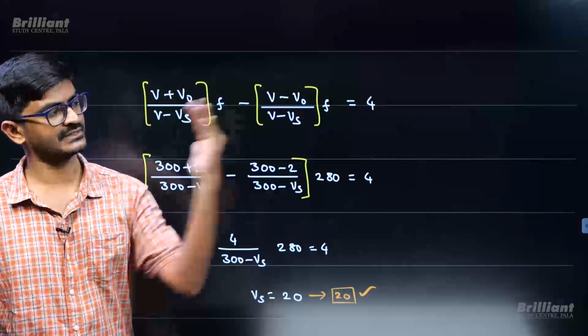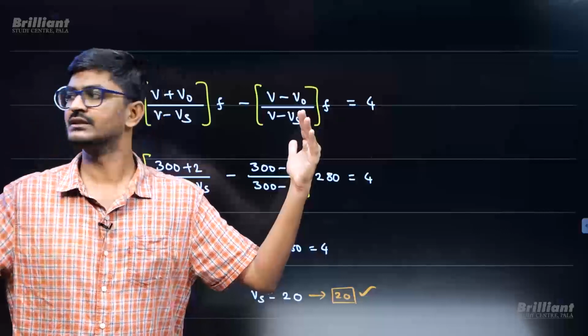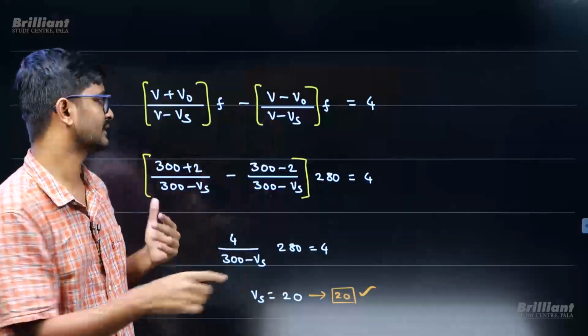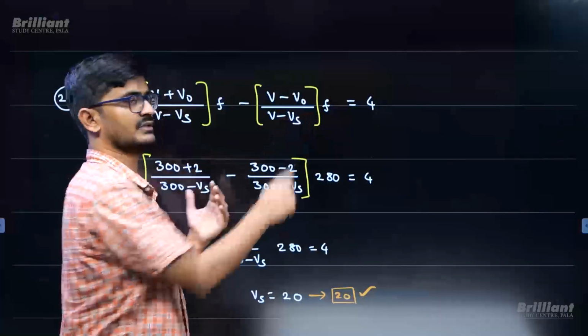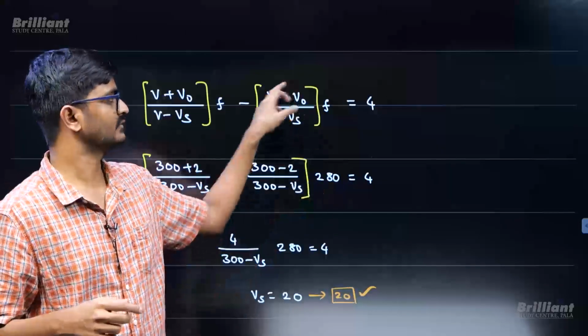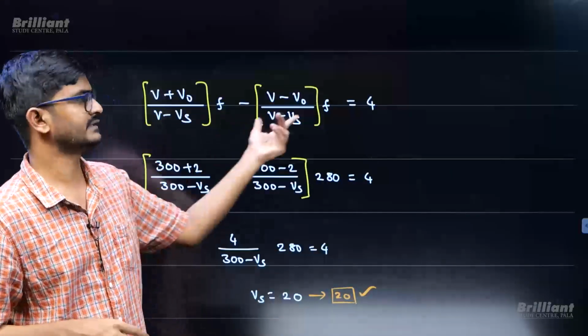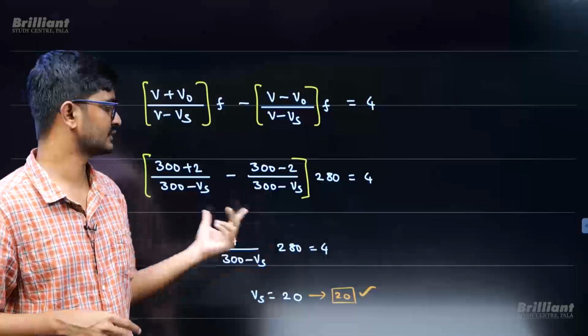Now in the other case, the man is going this way, but this train is coming this way, so the train velocity will be in such a way that it will increase the frequency, while the observer velocity will be in such a way that it will reduce the frequency. So the difference is 4 given. All the values are given in the question, all you need to do is just substitute the values.